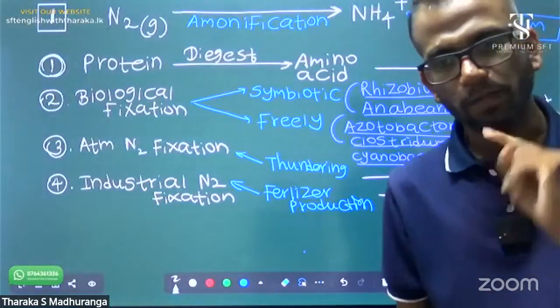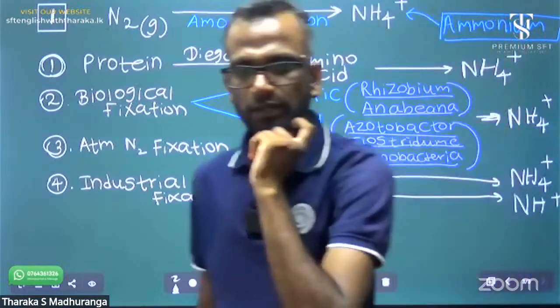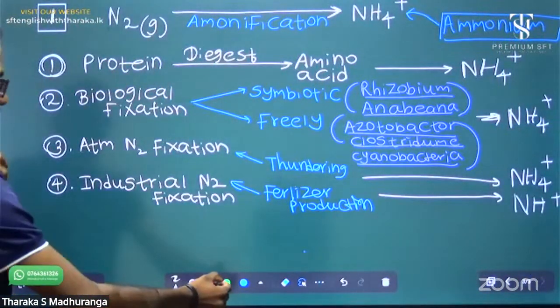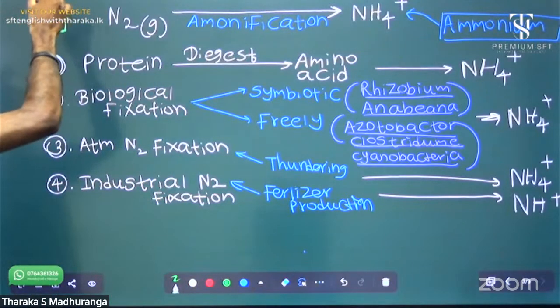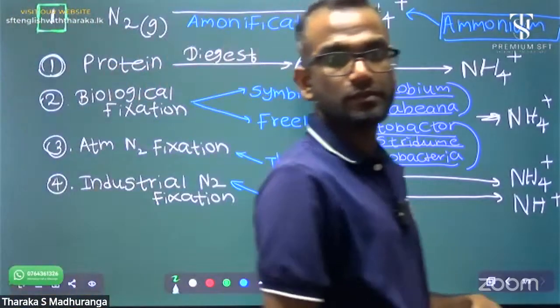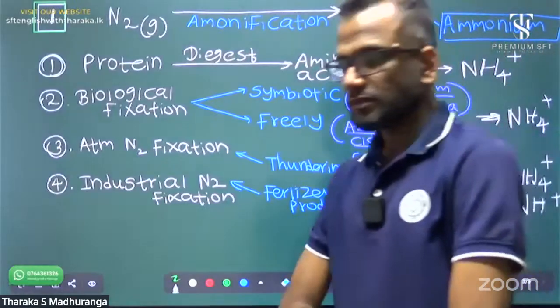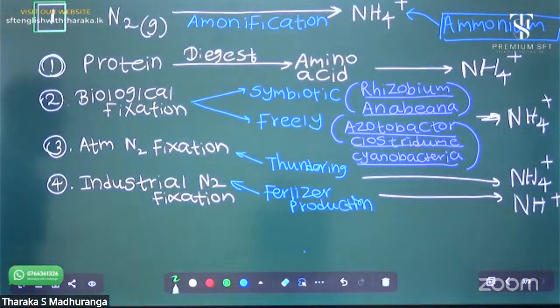Are you clear? The first step is done. This is the main first step. There are 4 main ways to convert nitrogen gas into ammonium ions.